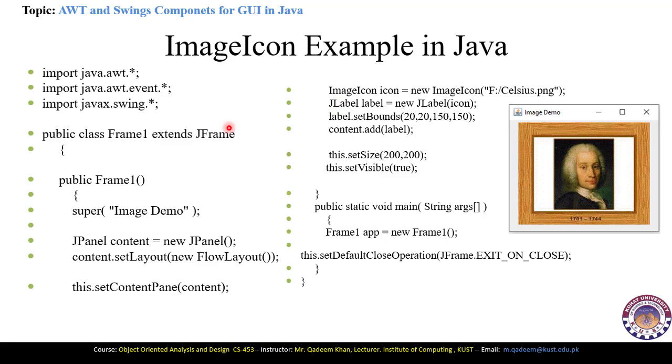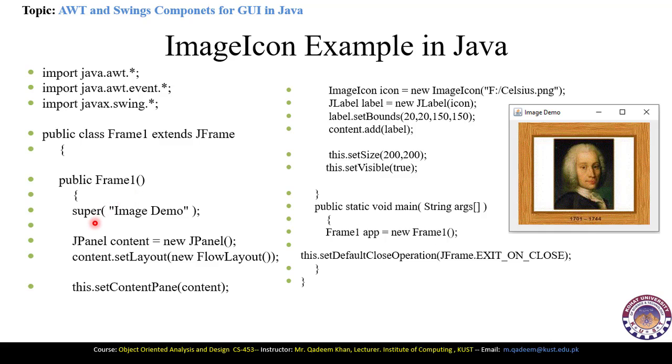Now we have public class Frame1, which is inherited from the JFrame. JFrame is a built-in class, while Frame1 is our own public class and it is inherited from JFrame. It means that when we inherit from JFrame, then all the capabilities of JFrame will also be transferred to Frame1. Next we have the constructor public Frame1.